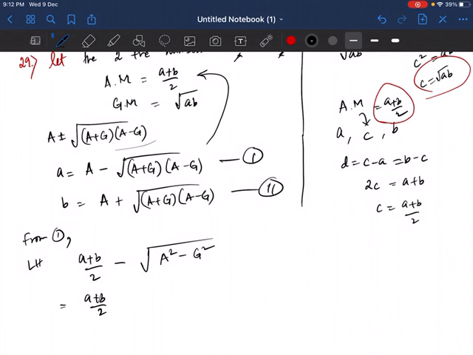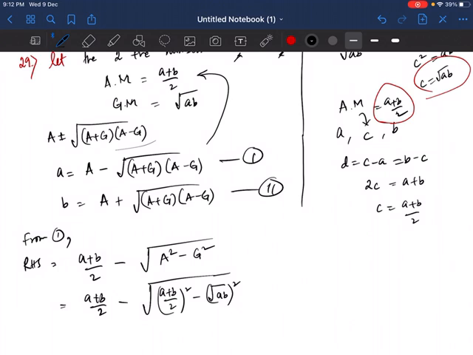So let us write this one as right hand side, because we have to prove that one is the positive number. So minus root over of a square is what? A plus b by 2 whole square, minus g square is what? Root over of ab whole square. This is what we have.